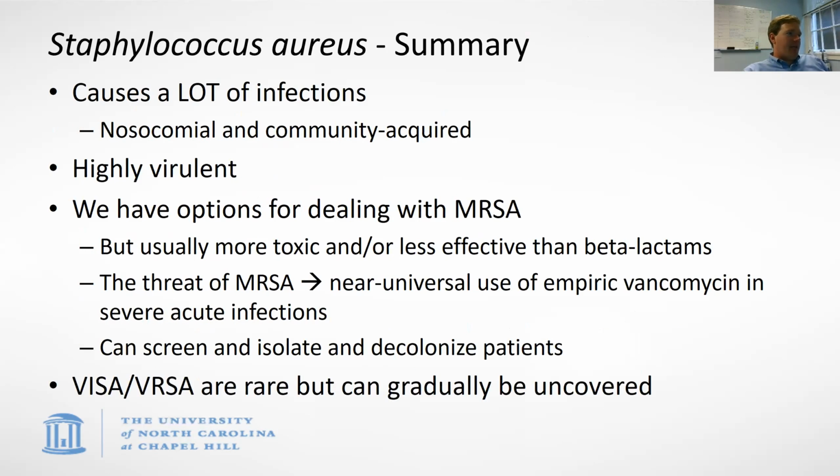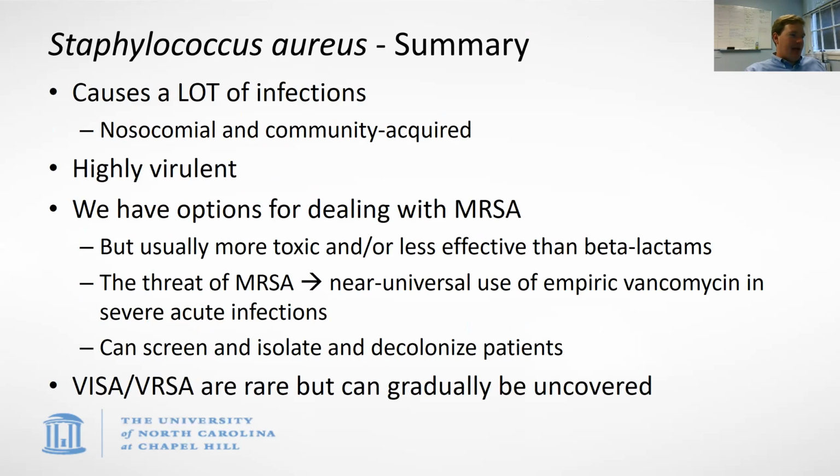All right, so in summary, I spent a lot of time on Staph aureus, and there's a good reason for that. It causes a lot of infections, both nosocomial and community-acquired. It's highly virulent, but we do have good options for dealing with it. However, it does drive a lot of vancomycin use. And if you had to choose between having MSSA and MRSA, you would definitely choose MSSA.